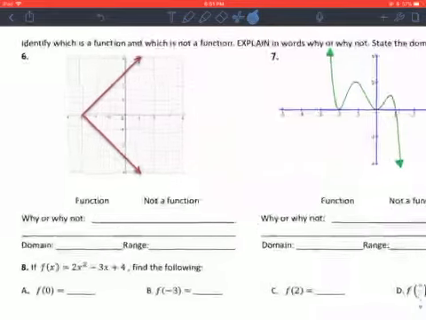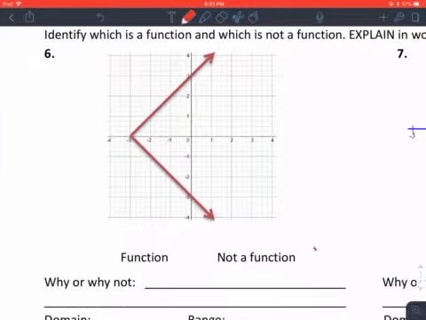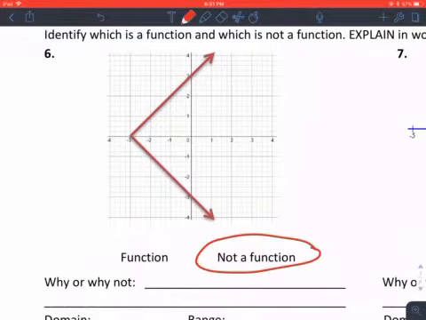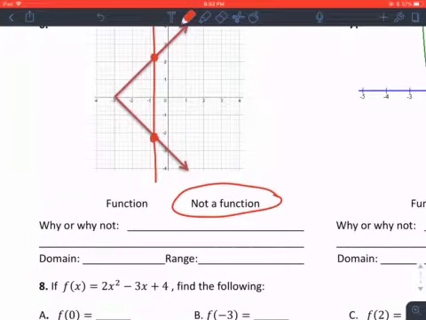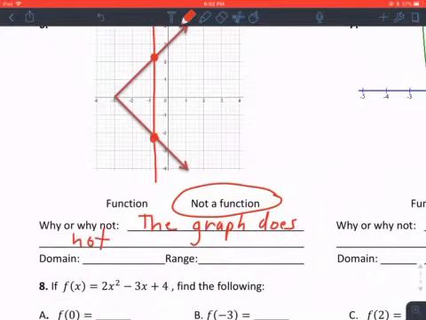Okay, so this first one would not be a function. And the reason is this does not pass the vertical line test. If I draw a vertical line through this graph, notice that it hits 2 points on the graph, which makes this not a function. So why or why not? The graph does not pass the vertical line test. I'm going to abbreviate it as VLT, vertical line test.